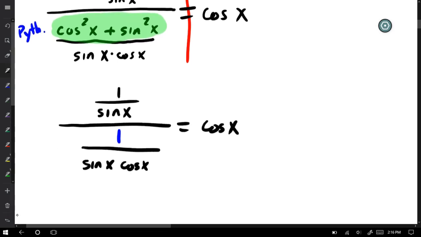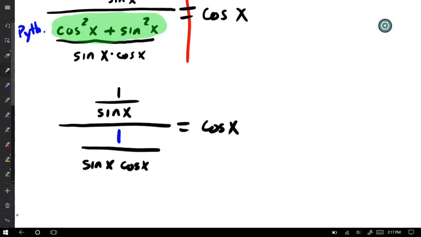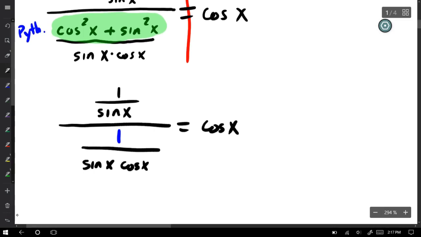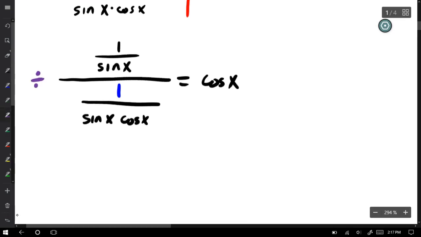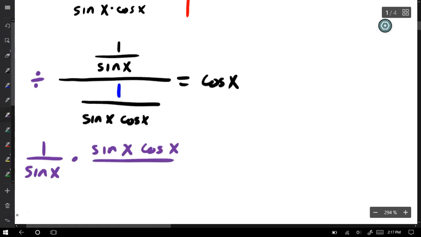So if I take a look at this, we're still on the right track, and notice it's slowly merging. There's another theme: you are dividing by a fraction. To divide by a fraction, you keep the top and you flip the bottom, and that changes it into multiplication. Multiply by the reciprocal equals the right-hand side, cosine of x.